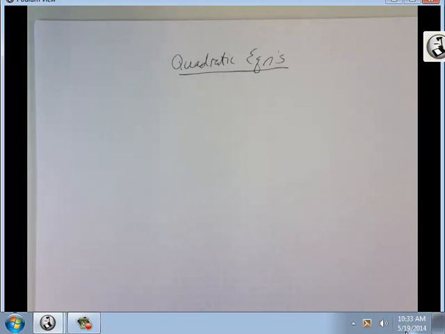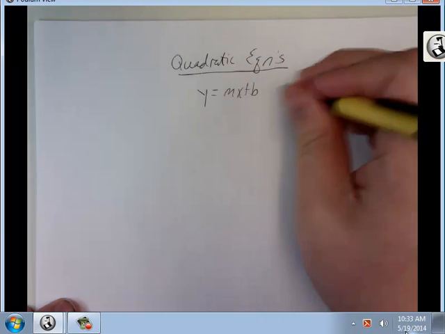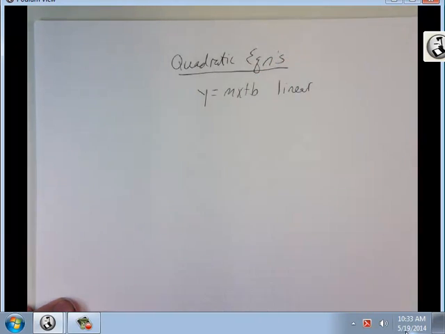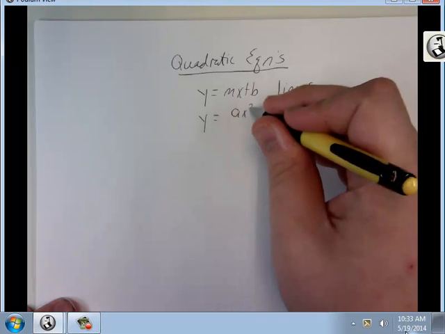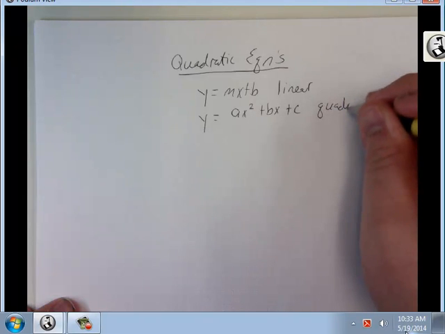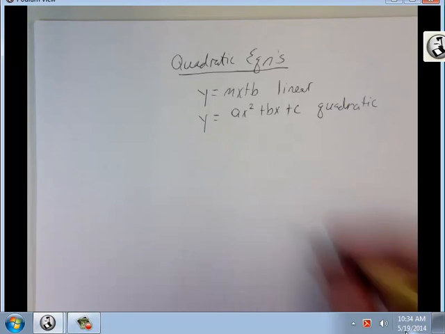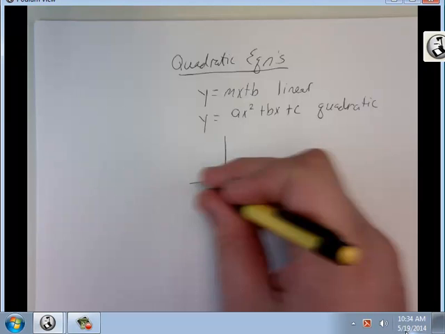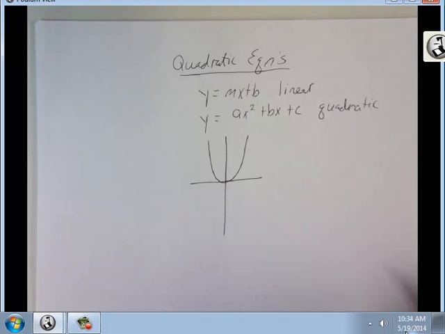Now, instead of a line, which would be this, remember that's linear, now we're going to have this, ax squared plus bx plus c. This is quadratic. And the shape of the graph is called a parabola.